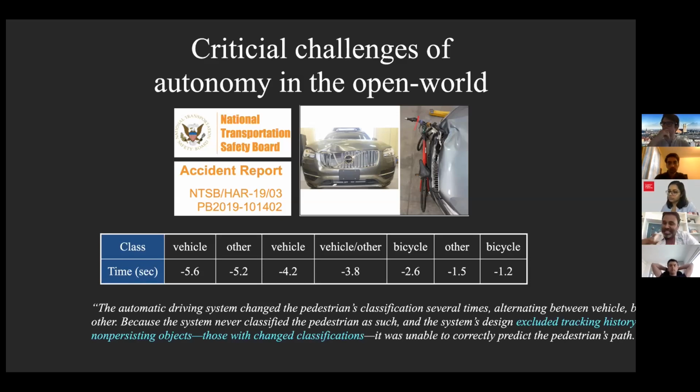And if you read the summary of the report, it says the automatic driving system changed the pedestrian's classification several times, alternating between vehicle. All right, so this is cut off a little bit, I see.